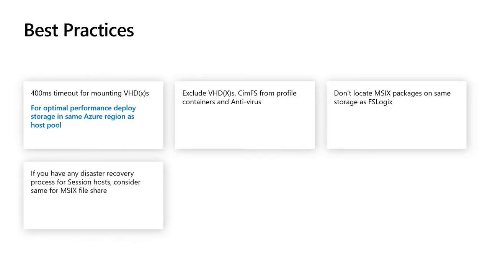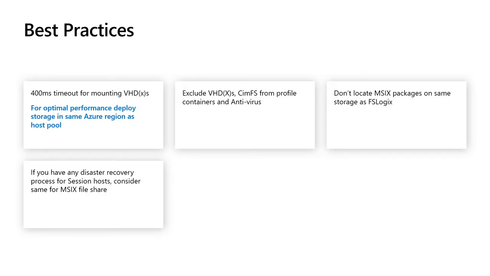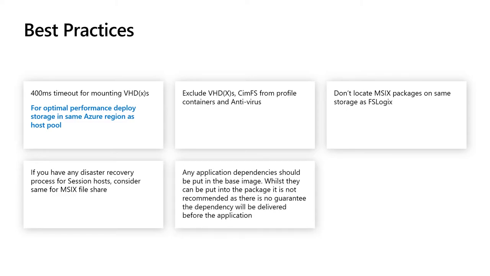And if you have any disaster recovery processes in place for your session hosts, and that typically means that customers might have some cold or, in fact, some warm VMs in another Azure region to fail over to, our recommendation would be to consider exactly the same, but now to include the MSIX file share in that disaster recovery process, such that your applications can be consumed in the event of a disaster, in the event of perhaps having failed over to a different region. In addition, application dependencies.